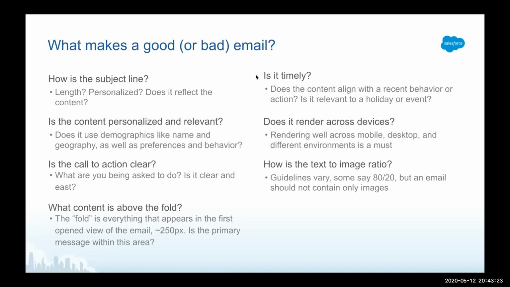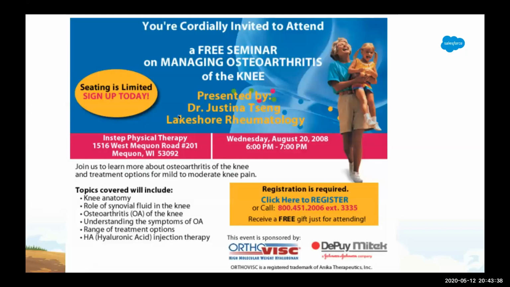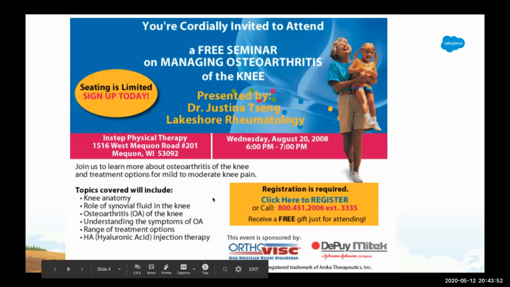Is the call to action clear? What are you being asked to do? Is it clear, and is it easy? What is meant by that is, if you go back to this example, the call to action here is not clear. Seating is limited, sign up today. Registration is required, click here to register. Do we want them to sign up or do we want them to register? So in this example, the call to action is obviously not clear at all.